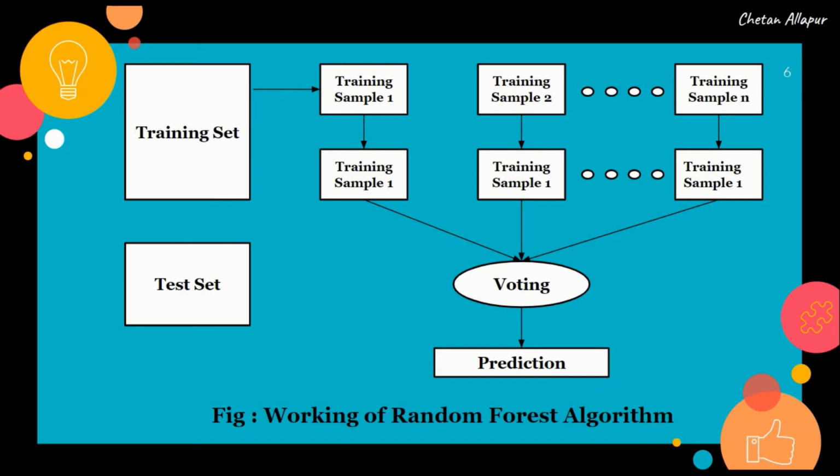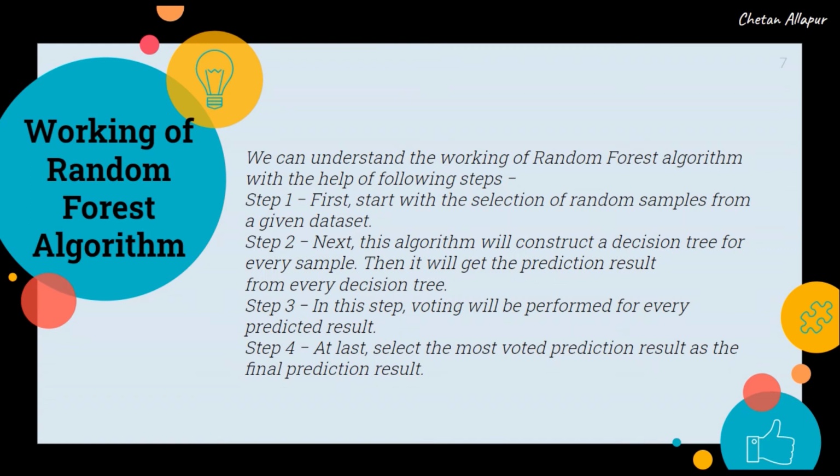So let us know the working of the random forest algorithm. Here is a block diagram of its working. We can understand the working with the help of the following steps. The first step is to start with a selection of random samples from the given dataset. Next, the algorithm will construct a decision tree for every sample, then get the prediction result from every decision tree. In step 3, voting will be performed for every predicted result. And in the last step, select the most voted prediction result as the final predicted result.